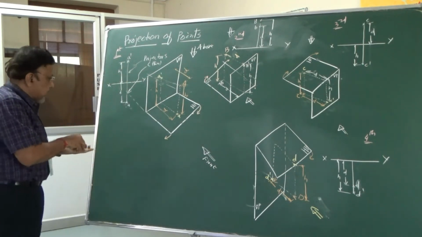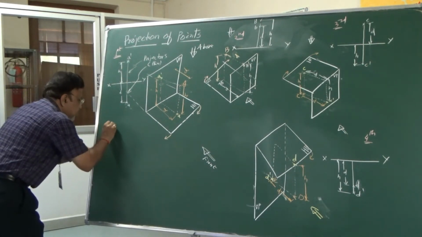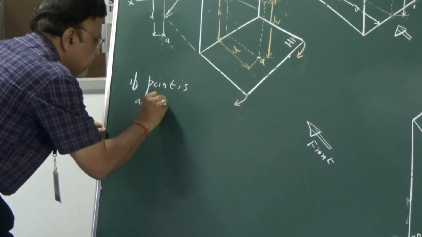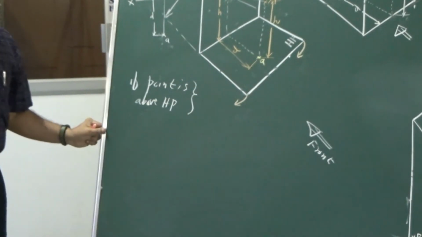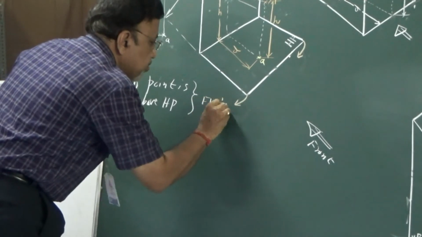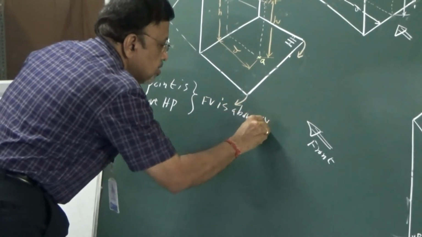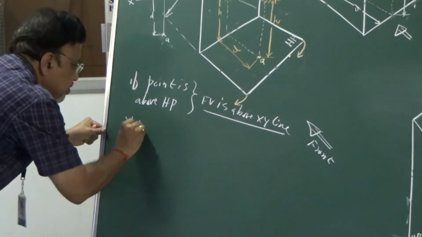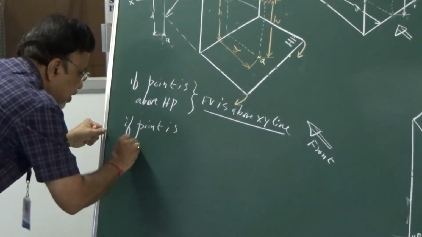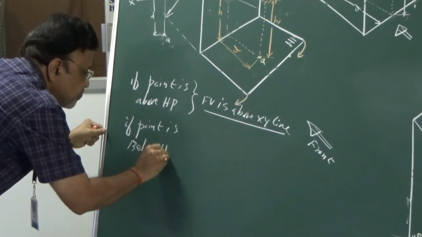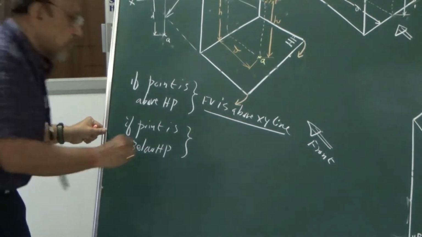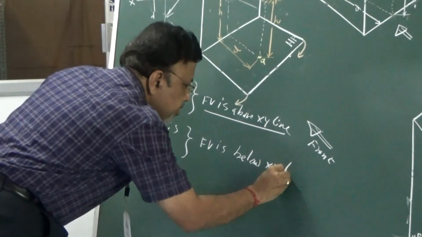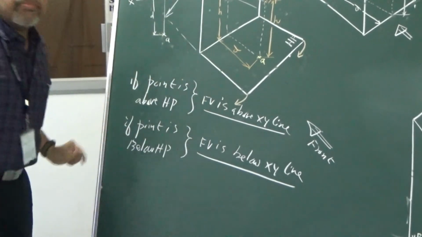So I can make one statement regarding front view. What can I say? I can simply say if point is above HP means what? Front view is above xy line. Is it clear? Similarly, if point is below HP, I can say front view is below xy line. Is it clear?